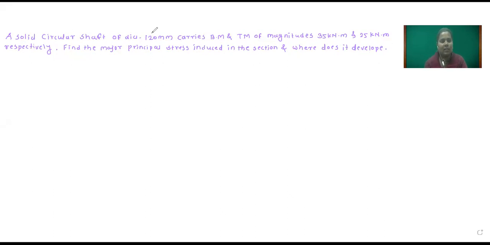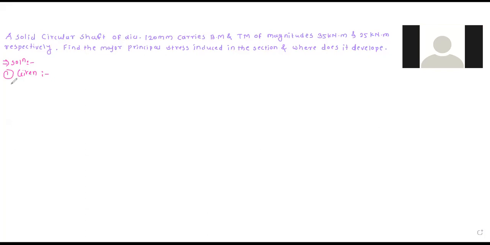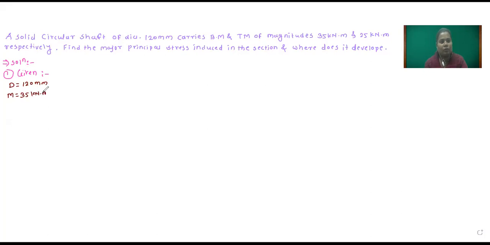Now we will solve the example. First we will write the given parameters and then we will solve. So you read the problem and tell me which parameters are given. Diameter of circular shaft, D, is equal to 120 mm. Next, bending moment M is equal to 35 kilonewton meter. So we have to convert into Newton mm.